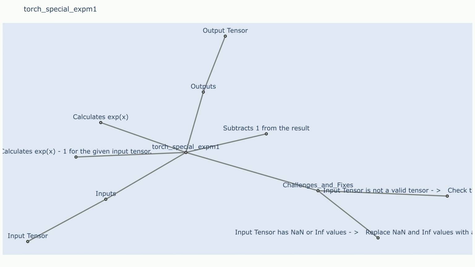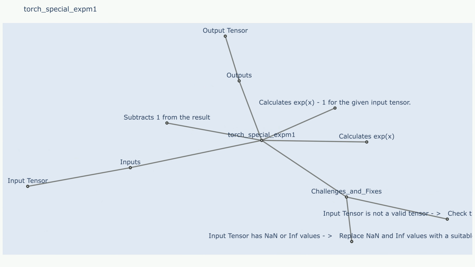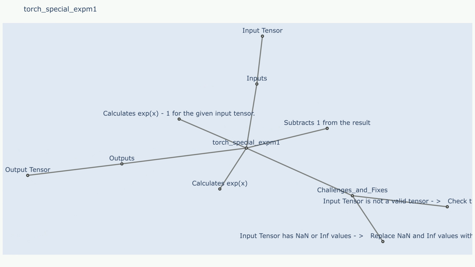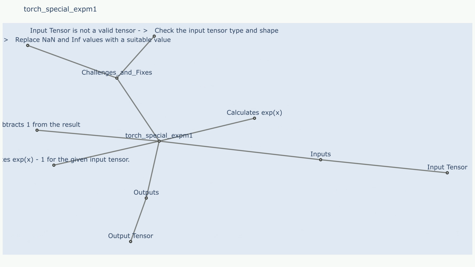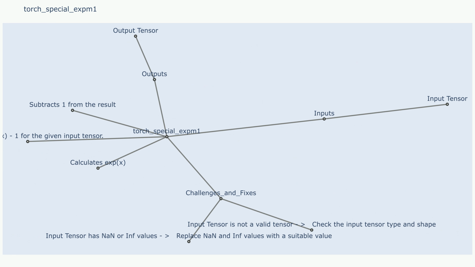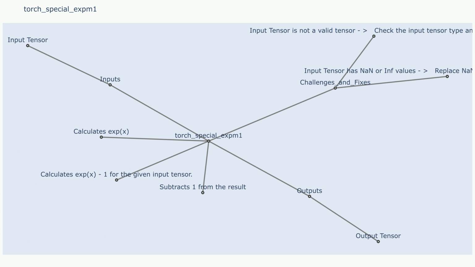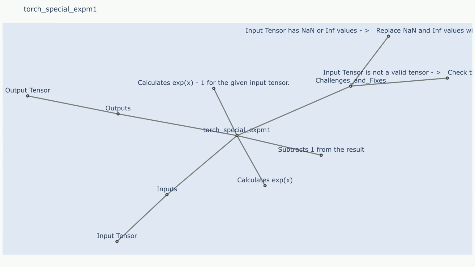torch.special.expm1. Description. Calculates the exponential of the given input tensor minus 1. This function is designed to provide more accurate results for small input values compared to directly calculating torch.exp(input) - 1. Inputs. Input: a tensor containing the input values. The tensor can be of any numeric dtype. Outputs. Output: a tensor of the same shape and dtype as the input tensor, containing the exponential of the input values minus 1.